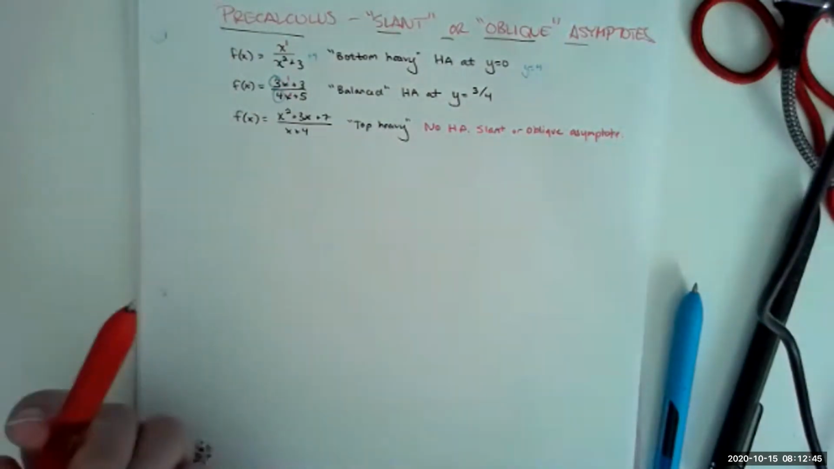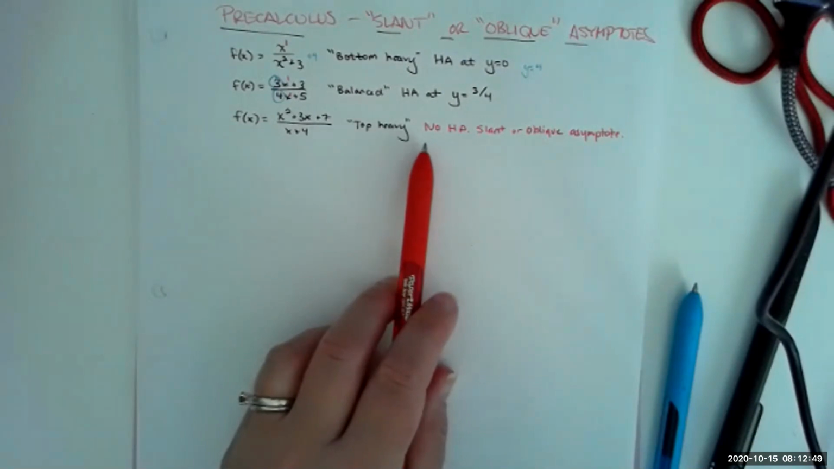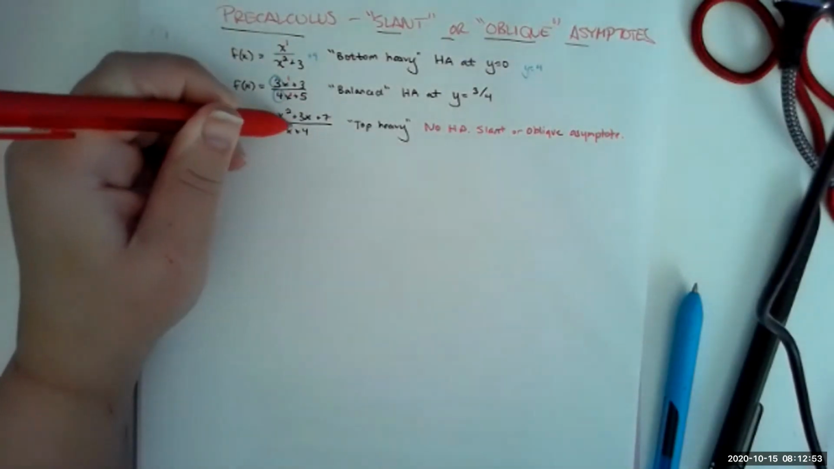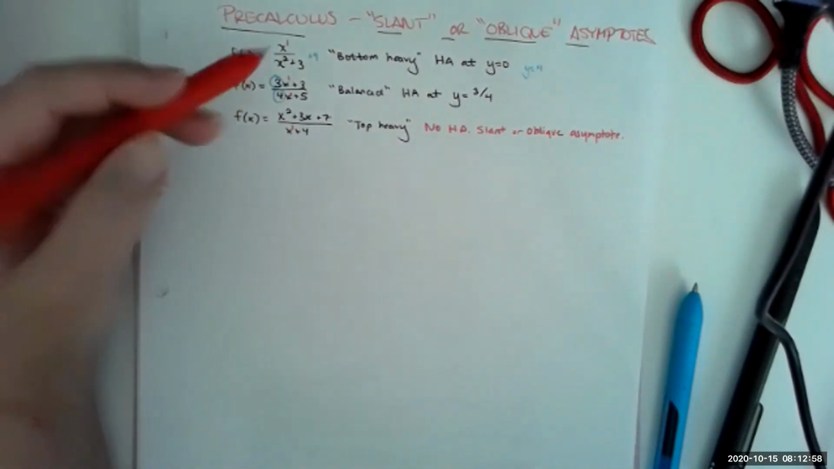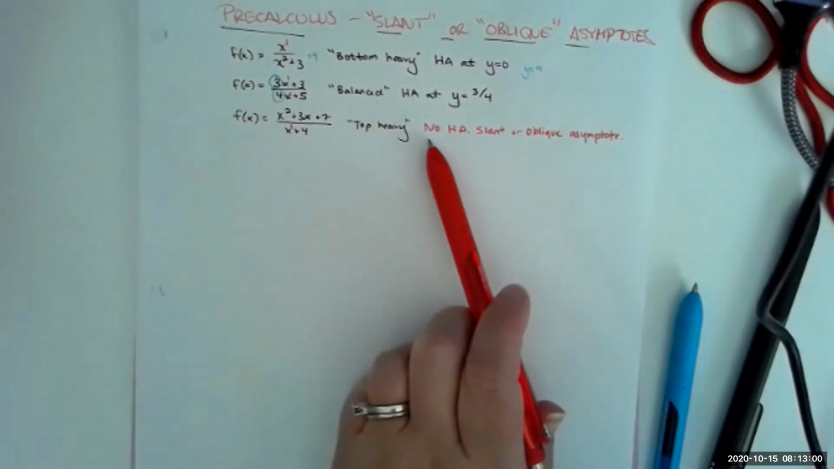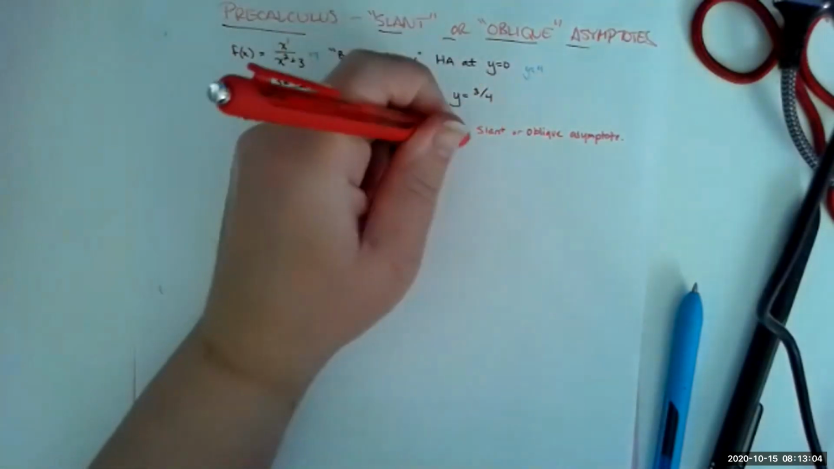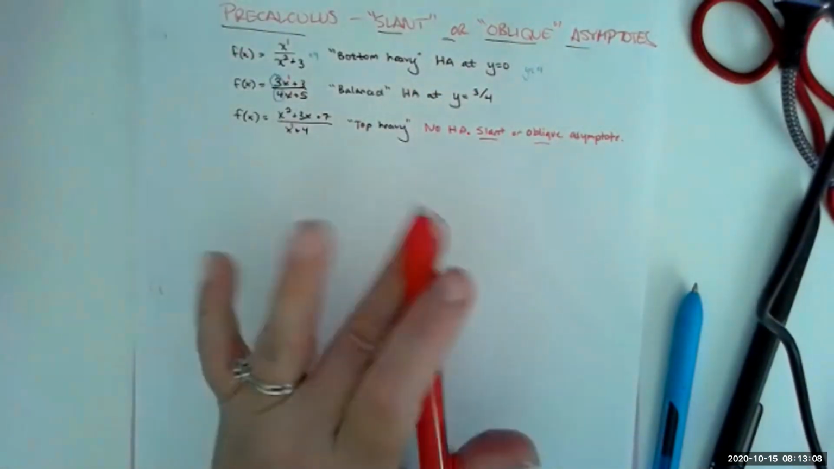The last case that we haven't talked about yet is when the function is what we call top heavy. That means the degree of the numerator is greater than the degree of the denominator. So that's what we're going to talk about today. In this case, when it's top heavy, we don't have a horizontal asymptote. We have what's called a slant or oblique asymptote. They mean the same thing.